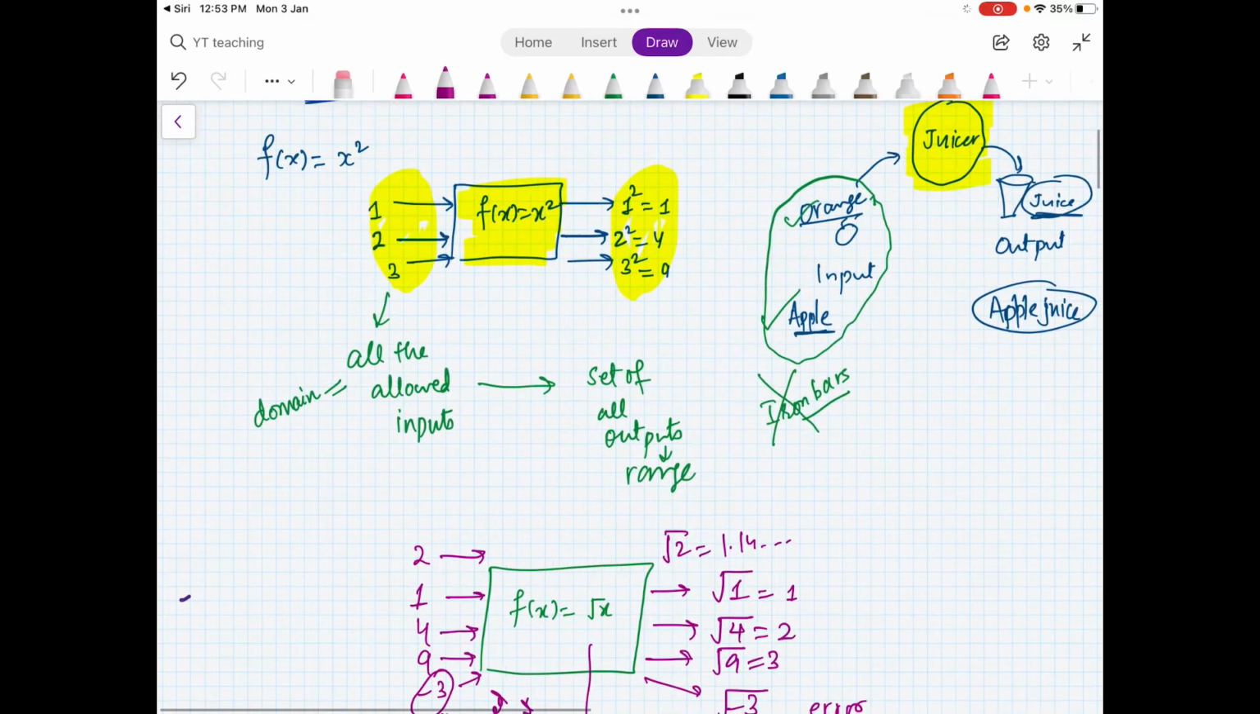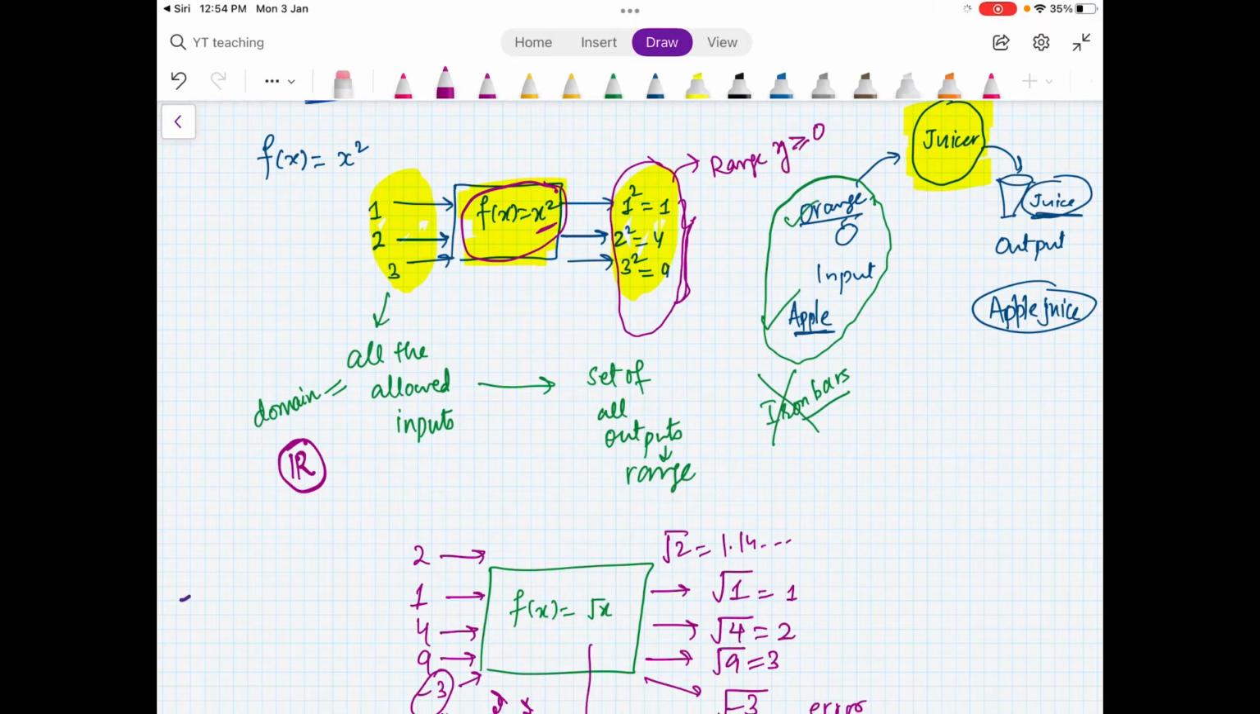And what about f of x is equal to x square? You can feed anything, so the domain here is the set of all real numbers. And what will be the range? Because you are feeding anything and you are doing x square, you will never get a negative number, because the square of a number is never negative. So your range will be y greater than or equal to 0, if I write y is equal to x square. You got it?